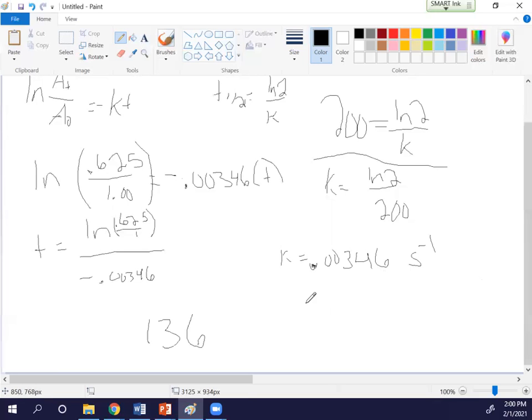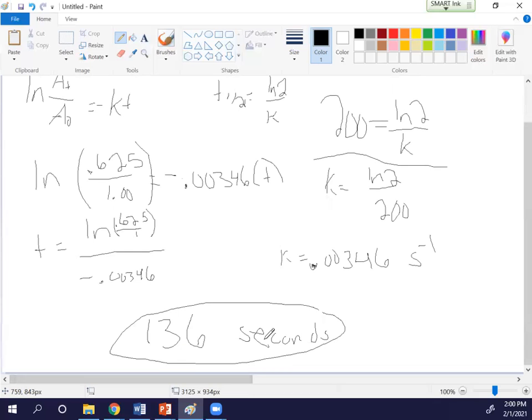So the rate is inverse? Yeah, the rate constant. So 136 seconds. I will tell you, on the AP exam, just as an FYI, this would have been a 1-point problem on their scoring method. You got a half point for the correct answer, and a half point for the correct units.